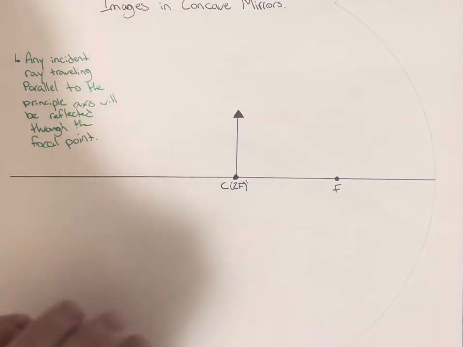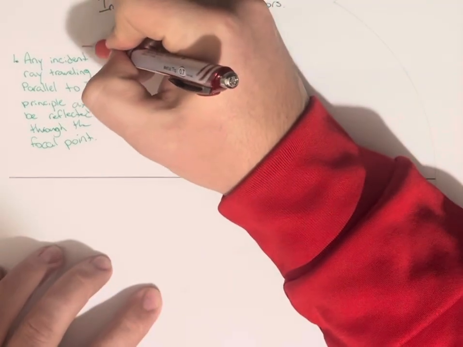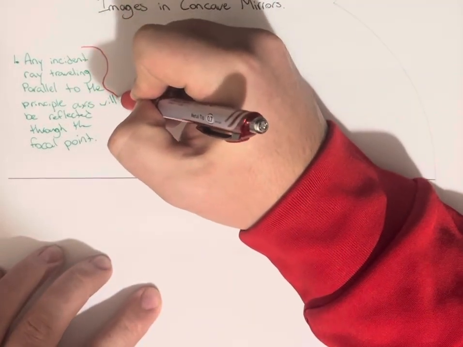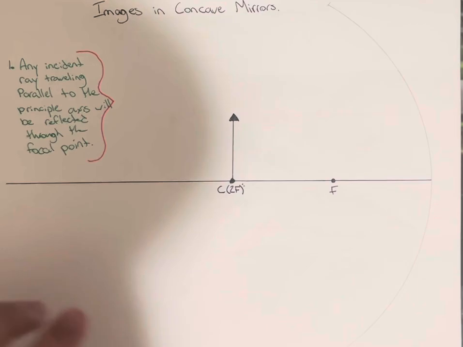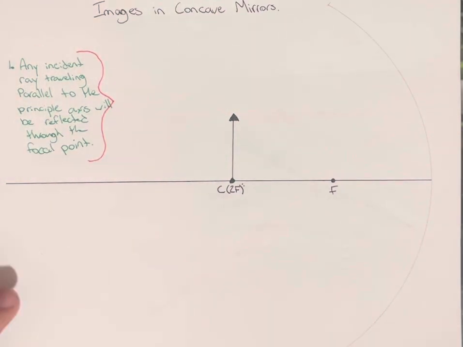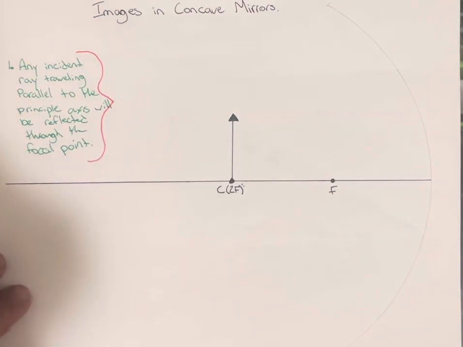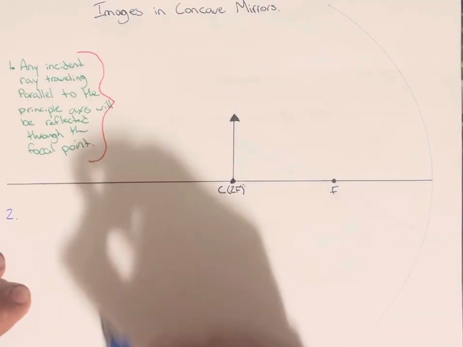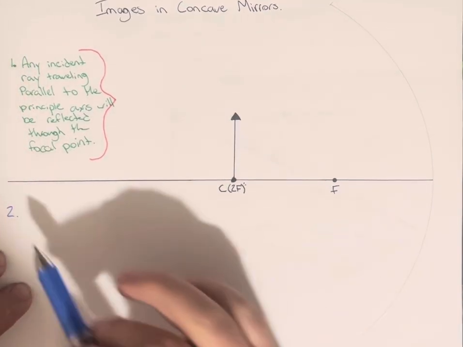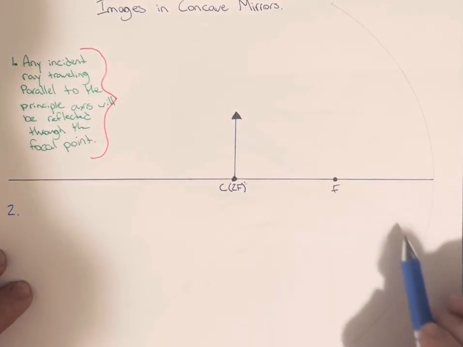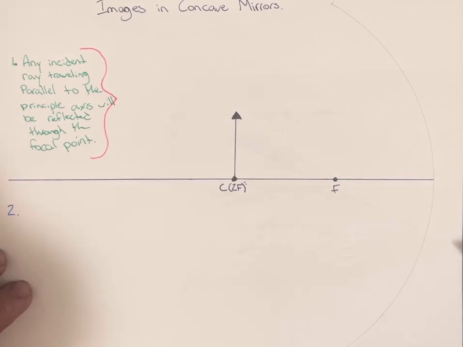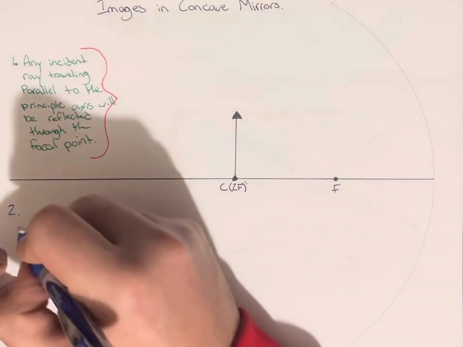And I actually should have done that one red because I'm going to use a red pen to demonstrate that individual rule. And then our secondary rule is going to be in blue. That secondary rule is going to tell us that any incident ray passing through the focal point is going to reflect parallel to the principal axis.